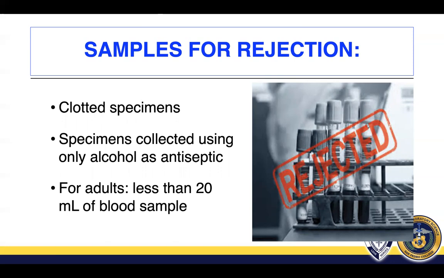So that's why we usually use a tincture of iodine as an additional precautionary measure when we clean the area for blood collection. If the sample has only been collected from a site that has been cleansed only with alcohol, then that too will undergo rejection. Now for adults, the requirement is at least 20 ml. If the specimen submitted is less than 20 ml, then that sample is also up for rejection.